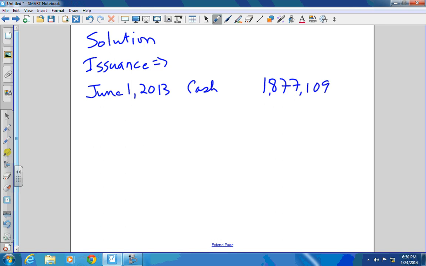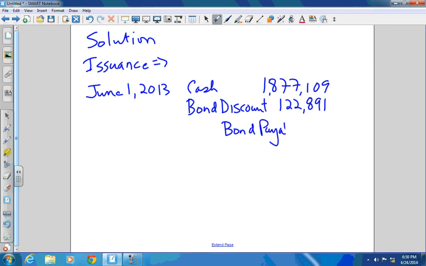And we're also going to debit bond discount. And that's the difference between the selling price and the face value of the bonds, and that's going to be $122,891. And then the credit, you remember we indent, is going to be bond payable, and that's always the face value of the bond, $2 million.